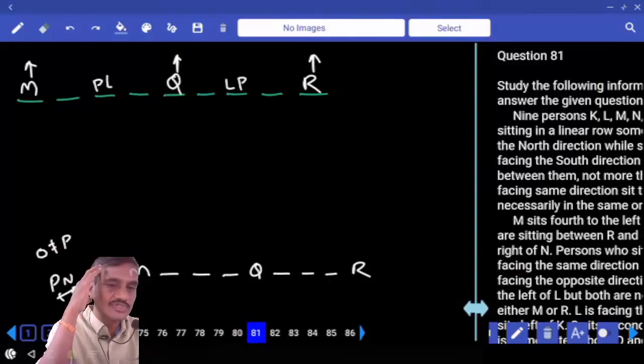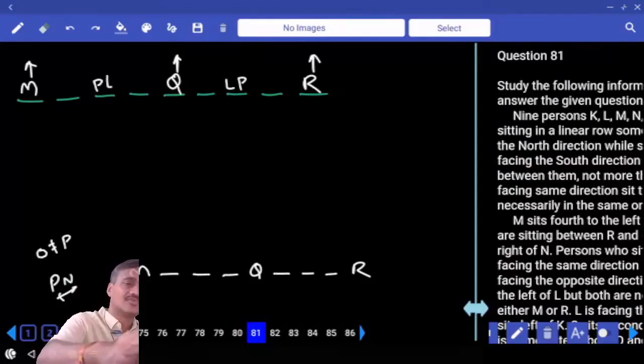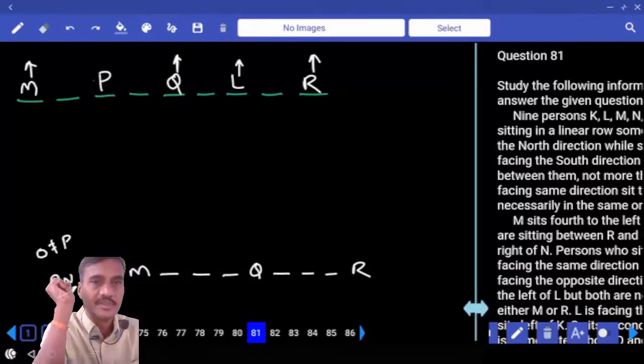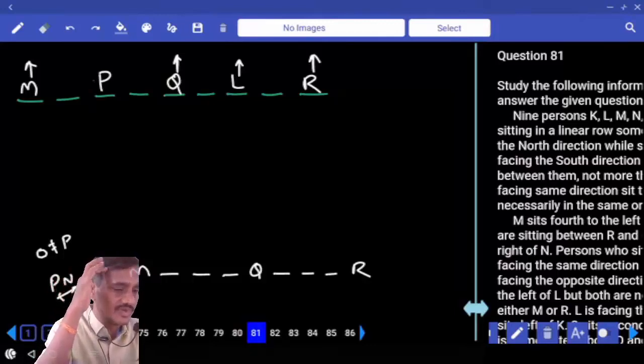And next one, L is facing towards north. As L is facing towards north, P sits 4 to the left of L. L is facing towards north, so we cannot have L at this place. Because L is facing north, L is here, and P sits 4 to the left, so P must be at this place. P sits 4 to the left of L, but both are not immediate to either M or R.